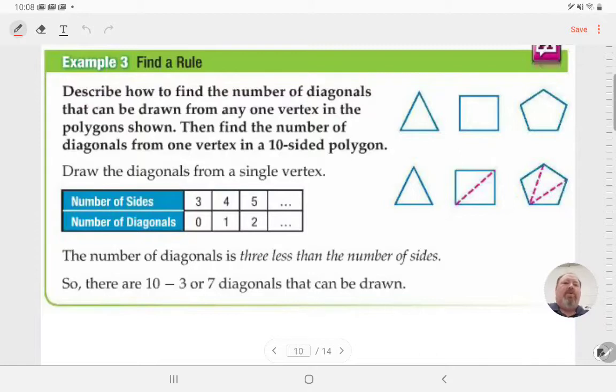Let's see. One more. So describe how to find the number of diagonals that you can draw from any one vertex in the polygons shown. Then find the number of diagonals from one vertex in a 10-sided polygon. All right. So a vertex is where 2 lines come together to form an angle. All right. So if we look at a 3-sided, there's no way that we could draw from one vertex to the next vertex, okay, a diagonal. If we look at a 4-sided, you could draw 1. On a 5-sided, I could draw 2.